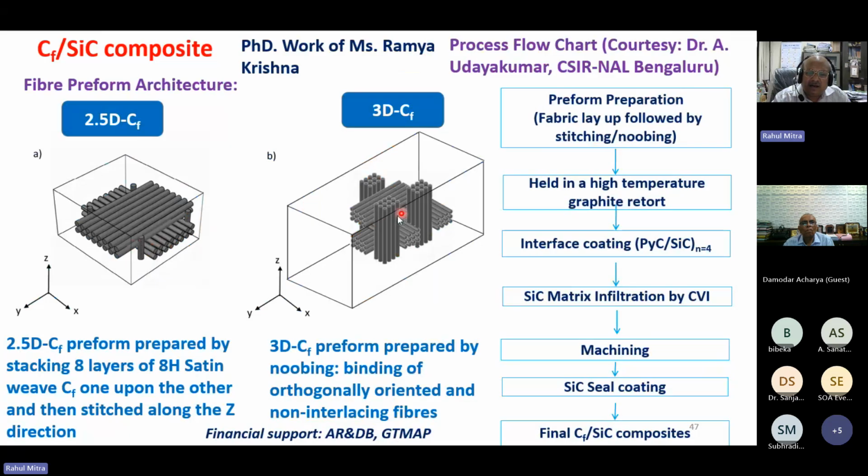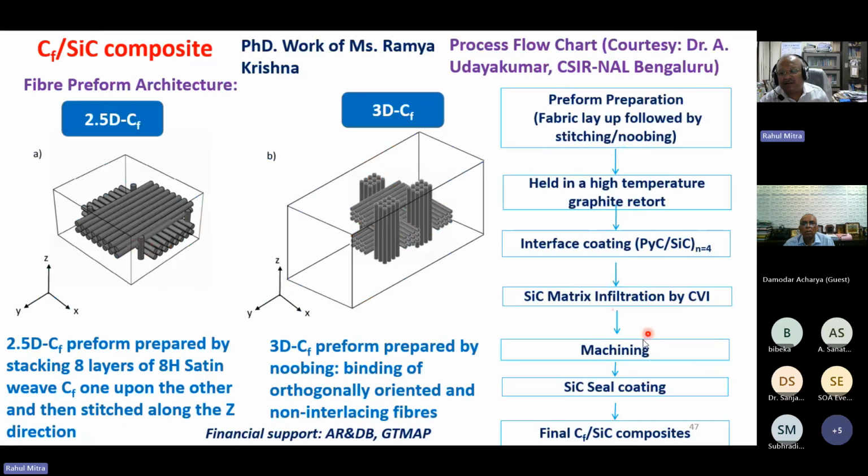And here, actually, we have 3D carbon fiber prepared by moving binding of orthogonally oriented carbon fibers. So preform preparation was done, and then it was held in a high temperature graphite cathode. The interface was coated with pyrolytic carbon silicon carbide multi-layers by chemical vapor deposition. And then SiC infiltration was done.